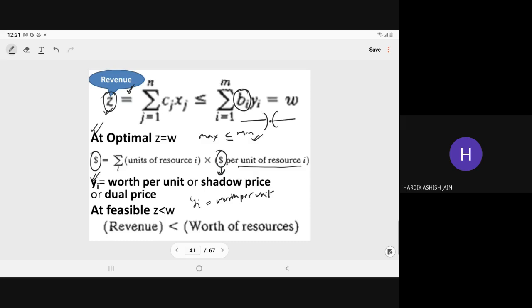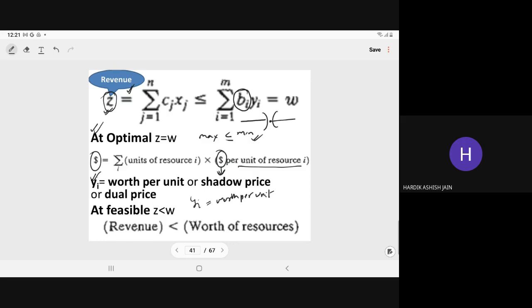At feasible, Z is less than W. Z is less than W. What is Z? Z is the total revenue, and W is what? Total worth of the resource. So naturally, always when we have a feasible solution, whatever the worth and importance of the resource, and whatever revenue you are getting, revenue is always lesser than the worth of the resource.